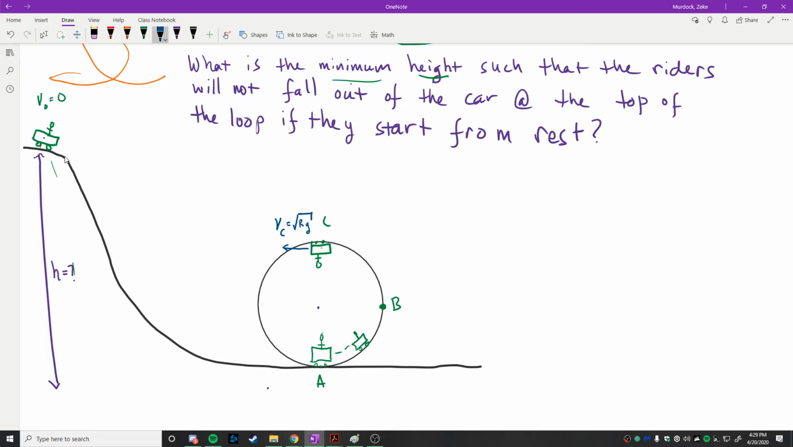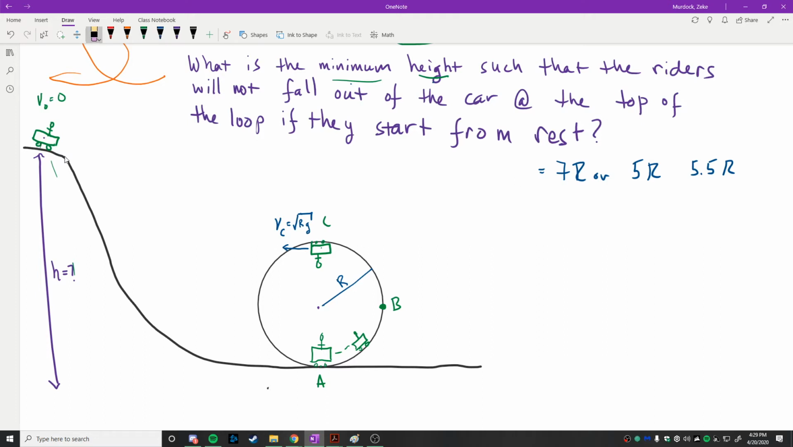So here's what I want you guys to do. We're going to solve this symbolically. We're going to say the radius of our circle is r, and I want to find h in terms of r. So h is going to end up being something like maybe 7r, or 5r, or 5.5r, right? That's what your answer is going to be. You understand? So find h in terms of r.